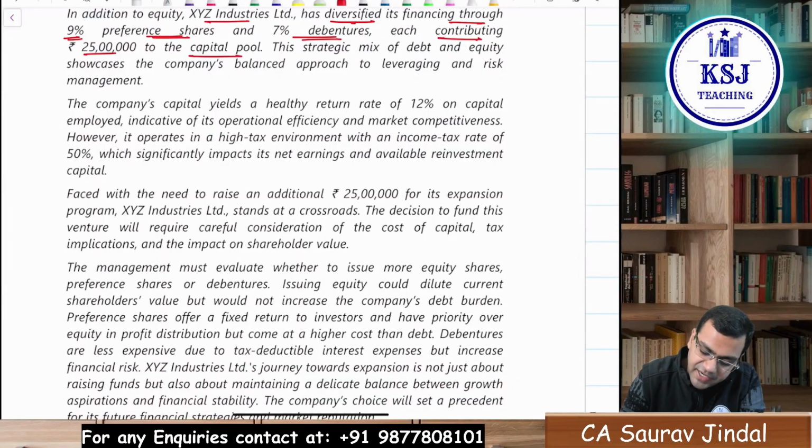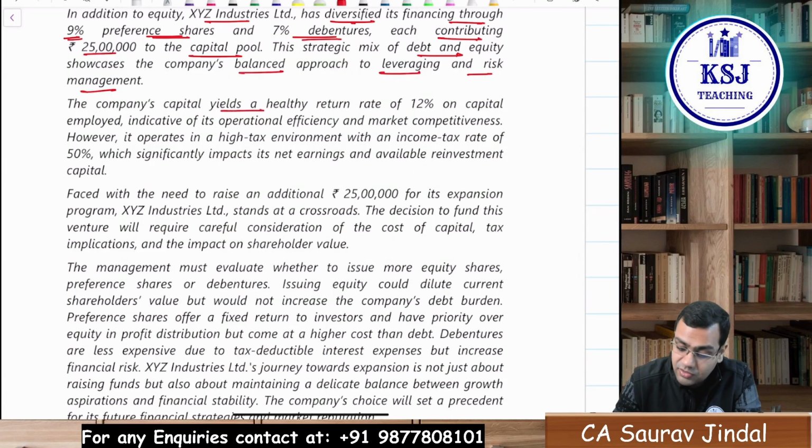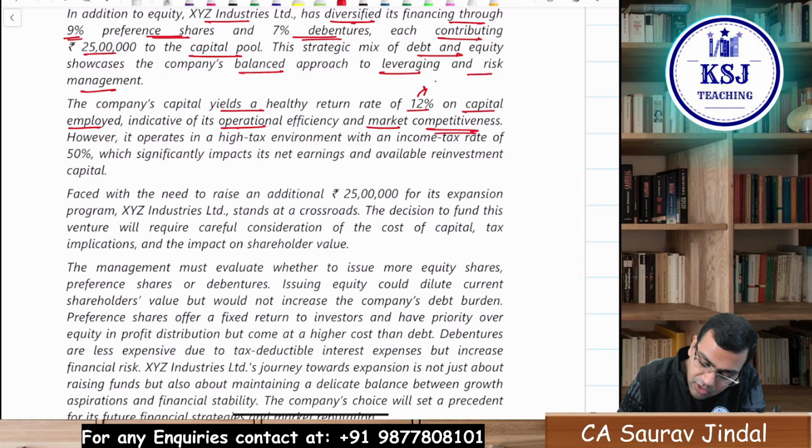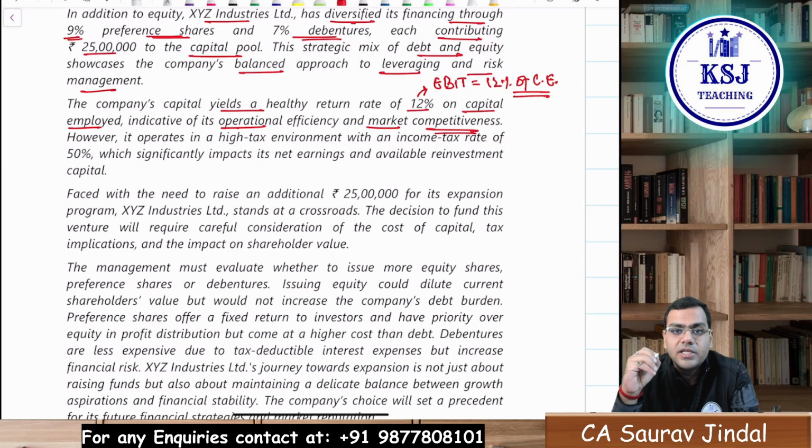This strategic mix of debt and equity showcases the company's balanced approach to leveraging and risk management. The company's capital yields a healthy return rate of 12% on the capital employed, indicating its operational efficiency and market competitiveness. Now, what is this given? They say the company yields a healthy return rate of 12% on capital employed. What they want to convey by this? Through this, they want to convey that EBIT of the company is 12% of capital employed, right? So this 12% is nothing but the EBIT of the company.